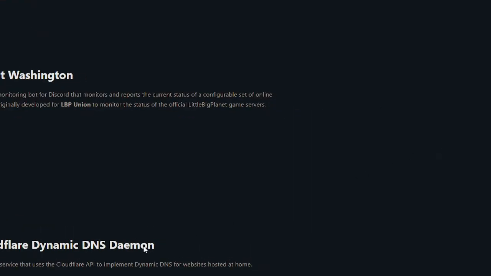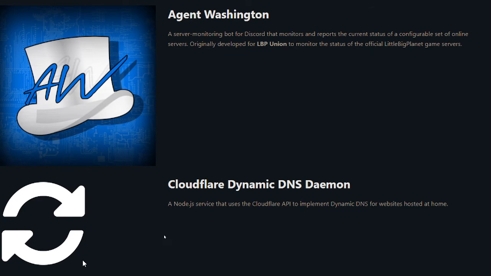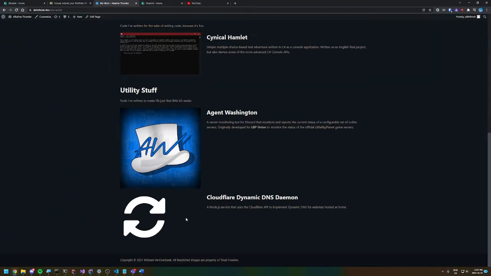And then, I can't remember what this is. I can't read it. There is the Cloudflare Dynamic DNS daemon. That is a lot of technobabble there, but basically, to sum that up, that's how my website's able to work, because I actually host my website on a tiny little computer that's sitting on a shelf right above my head right now. And that is the most annoying thing you could ever do.